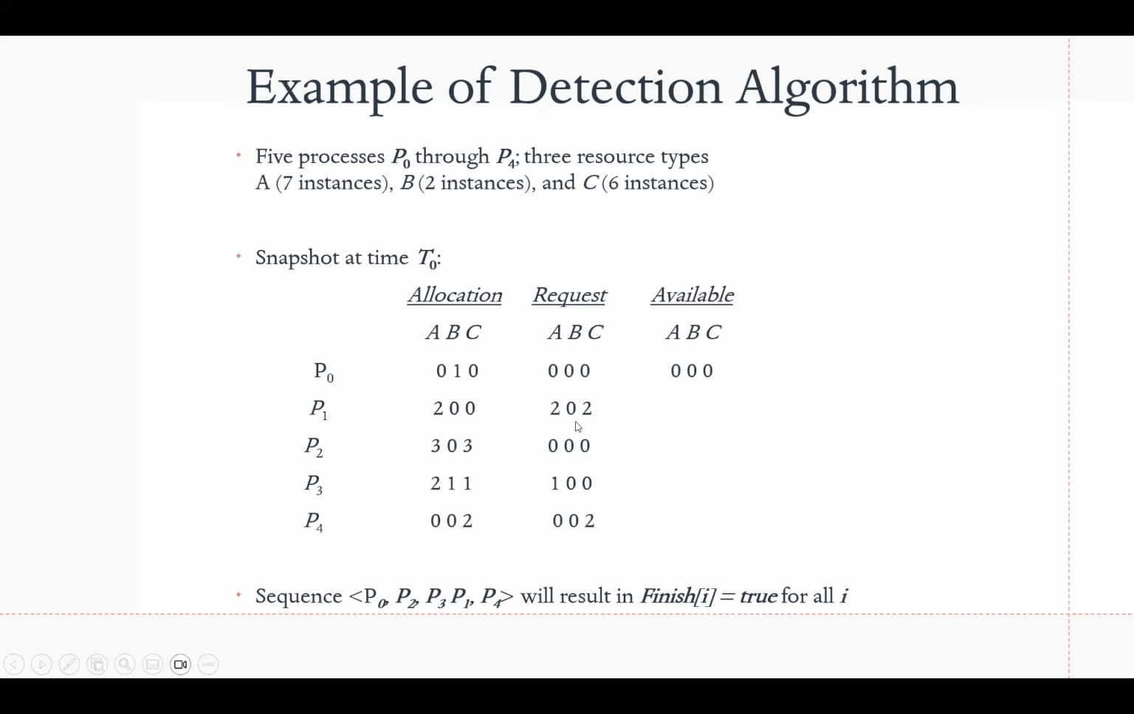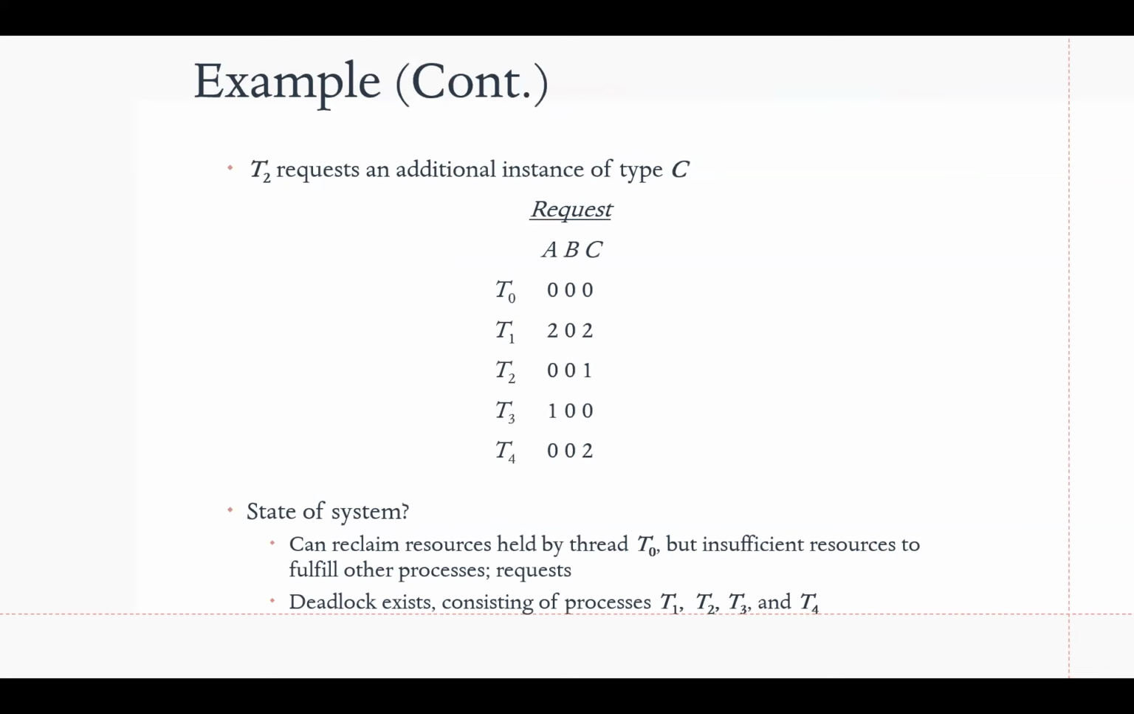So we go and check: 001, can we satisfy the request? No, because after executing P0, our work is updated to 010 and our request is 001. So is 010 less than or equal to 001? No. So it will not be able to execute. We can reclaim the resources held by process P0, but there are insufficient resources to fulfill the other processes' requests. So we cannot execute P2 here.